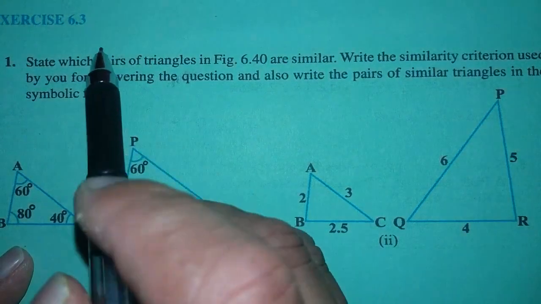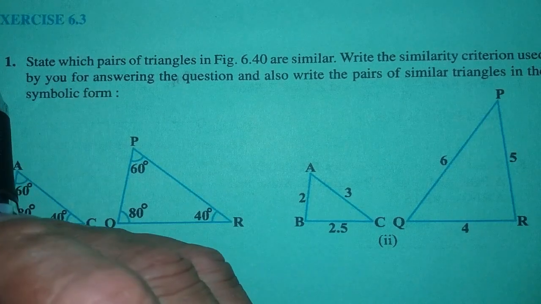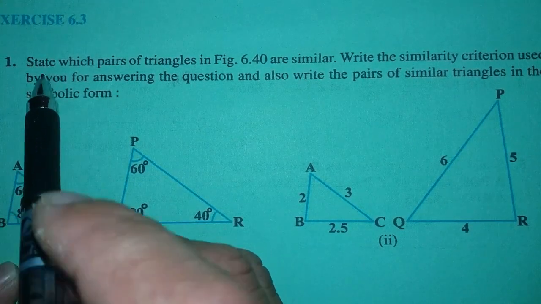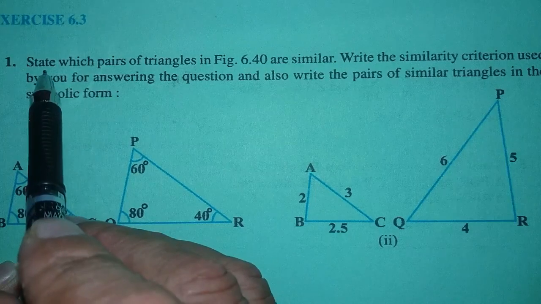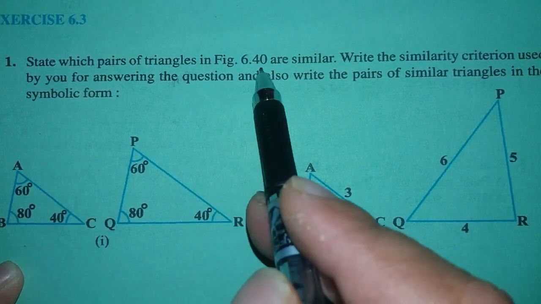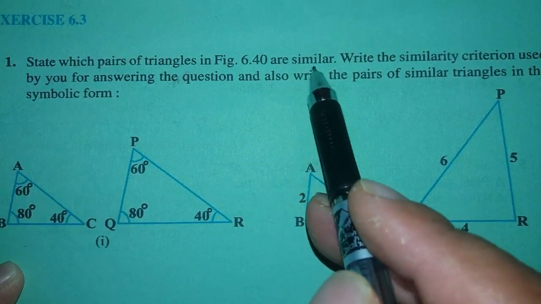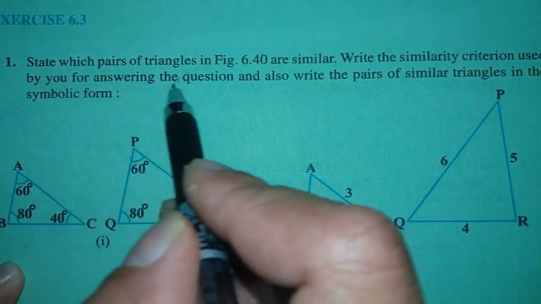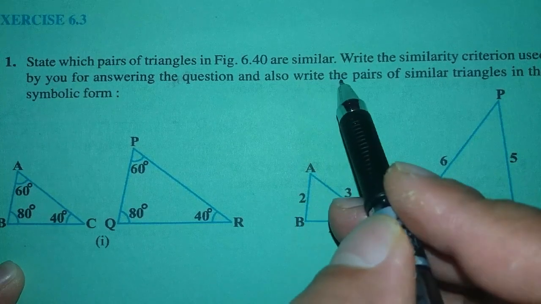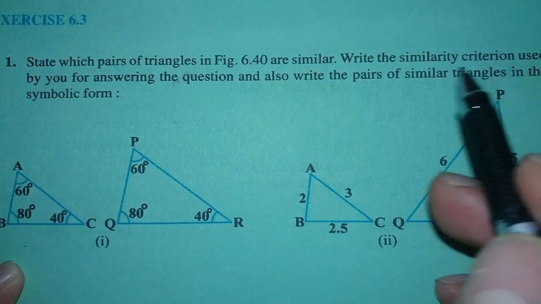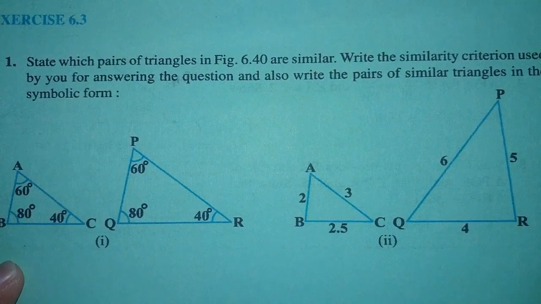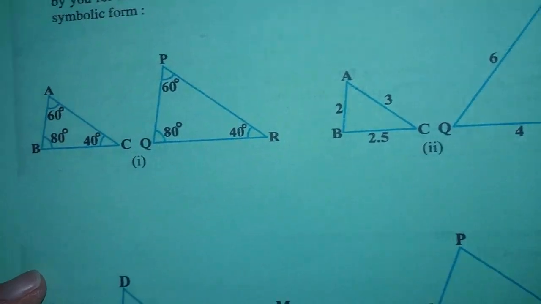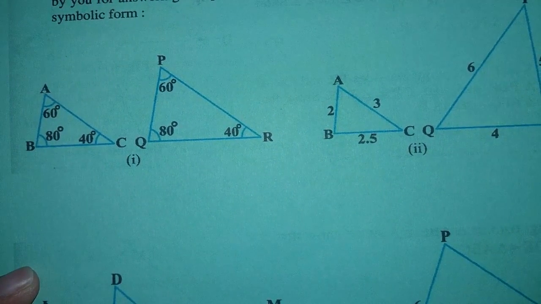Now let's see exercise 6.3. In the first question we have: State which pairs of triangles in figure 6.40 are similar. Write the similarity criterion used by you for answering the question, and also write the pairs of similar triangles in the symbolic form. Okay, now we're going to check which pairs of triangles are similar.